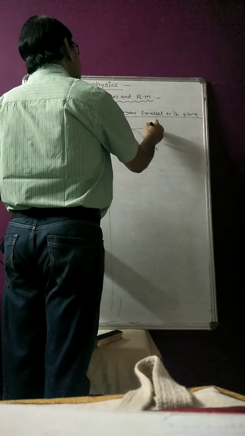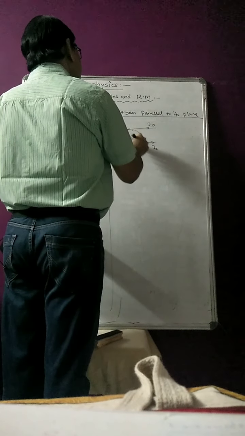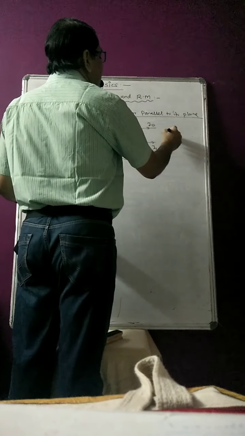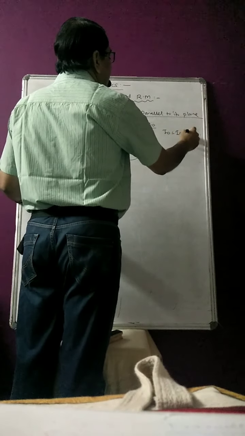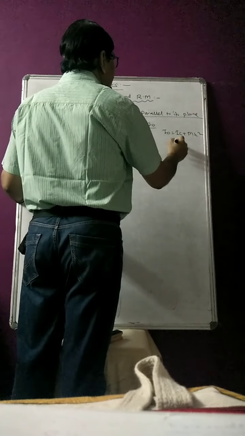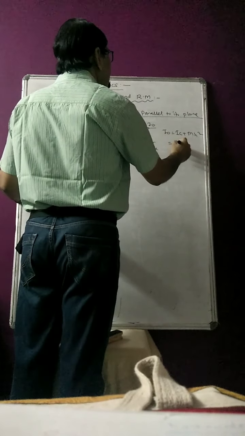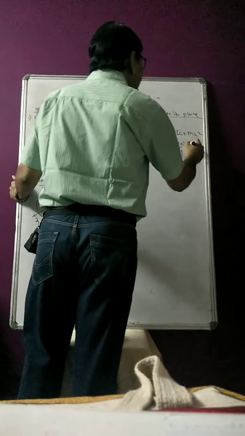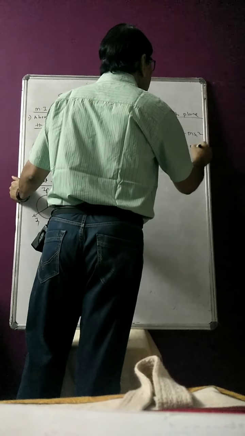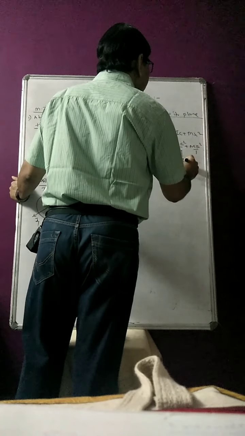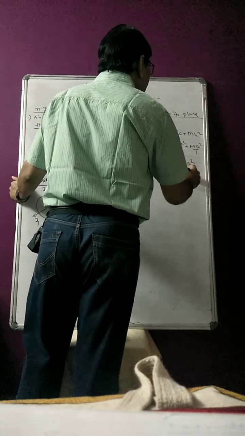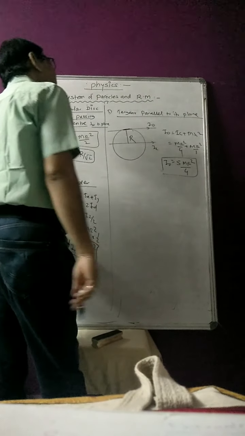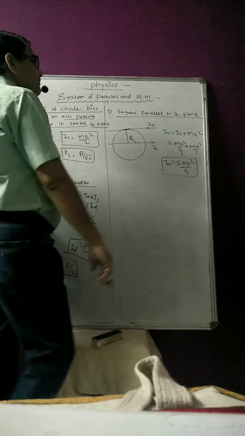This is Io, and if this is the radius, then according to the parallel axis theorem, Io is equal to Ic plus Mh square. So Ic will be here Mr square by 4, plus M into r square. So that answer will be 5 Mr square by 4. That will be the moment of inertia about a tangent parallel to its plane.